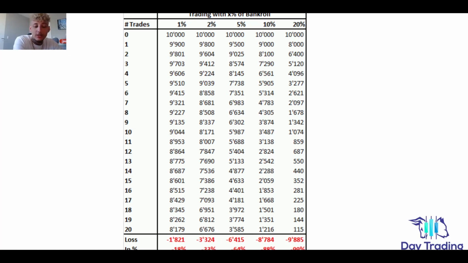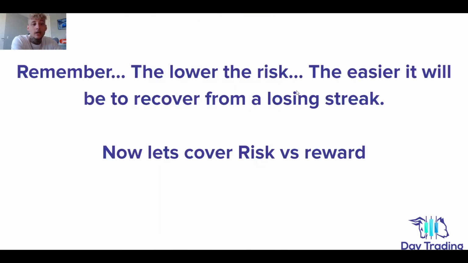So there's going to be times in your trading where you're going to have losing streaks. For me personally, my losing streaks come in the summer and in the holidays. So this holidays, I decided to take trading off and to come back in January when the markets have more volume. Every trader is going to have different losing streaks at different times. Just keep that in mind, guys. Now, remember, the lower the risk, the easier it will be to recover from a losing streak.